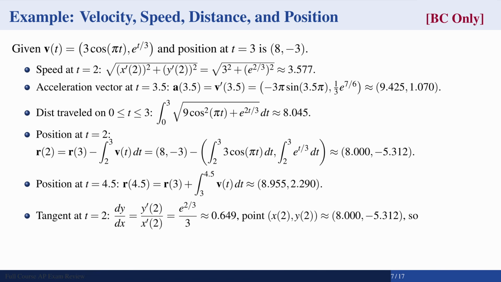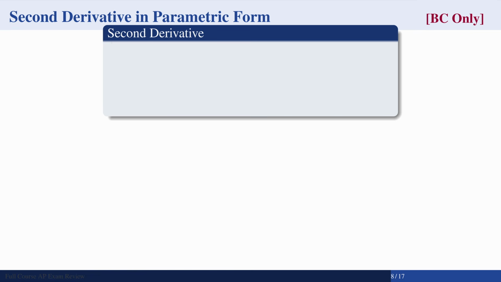If we want the tangent at t=2, step 1 I would say is we need to find dy dx, which is y prime of 2 over x prime of 2. I got approximately 0.649. We need the ordered pair, which we found previously was 8, comma, -5.312. And then our tangent line is just a normal tangent line. So it's y minus the y value equals the slope quantity x minus the x value. So that's basically everything they really ask you. So let's move on to the next thing.